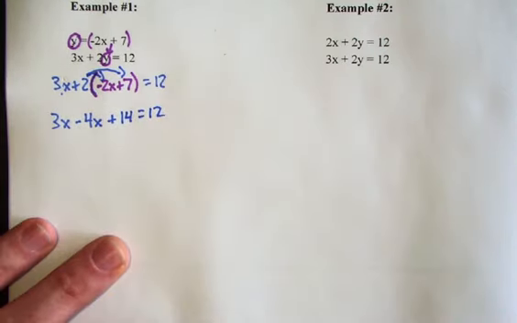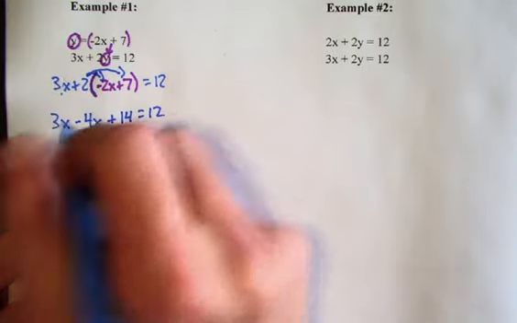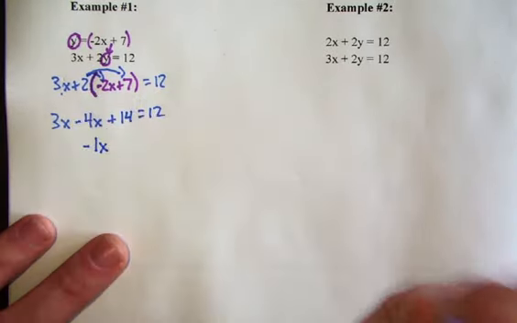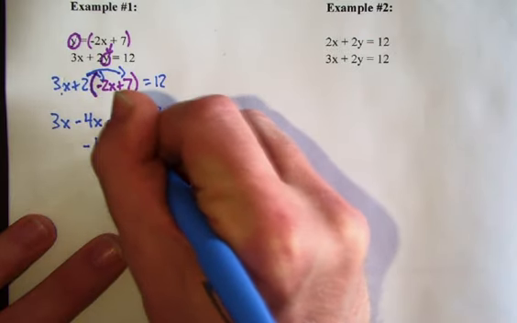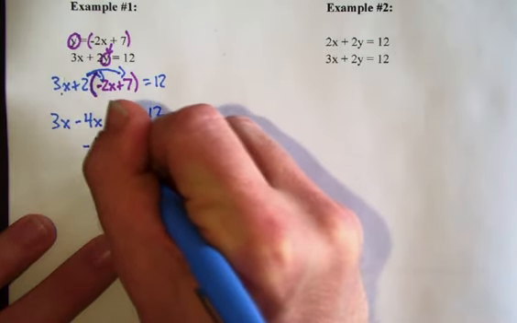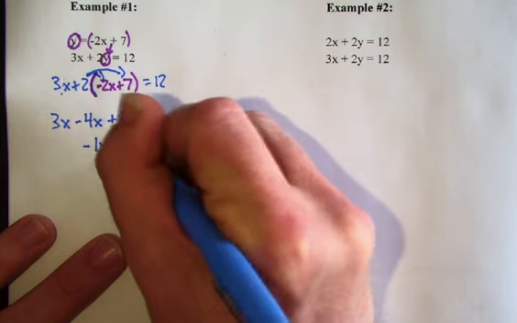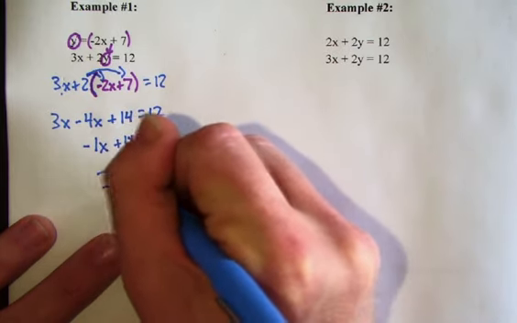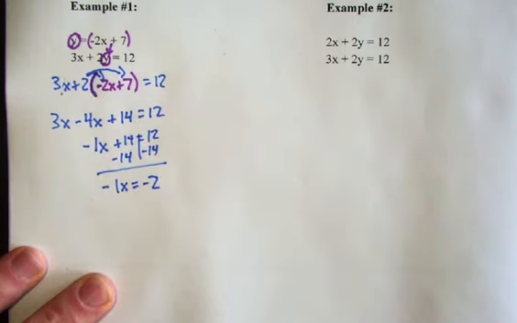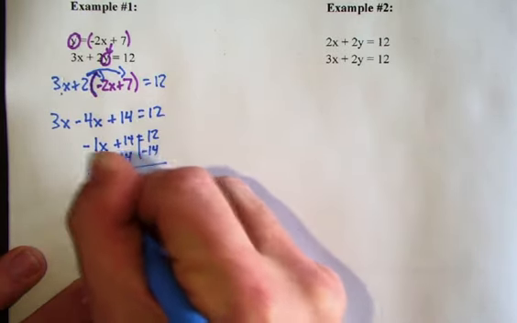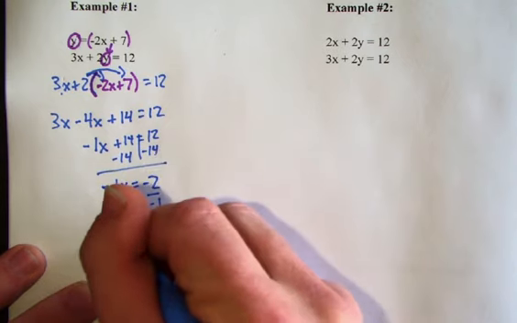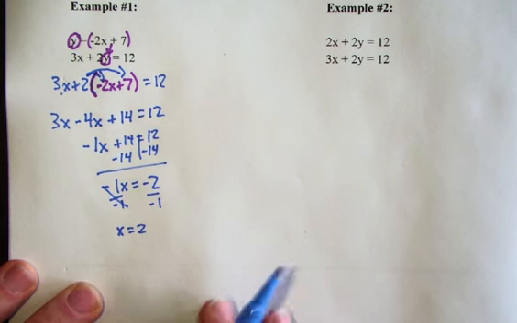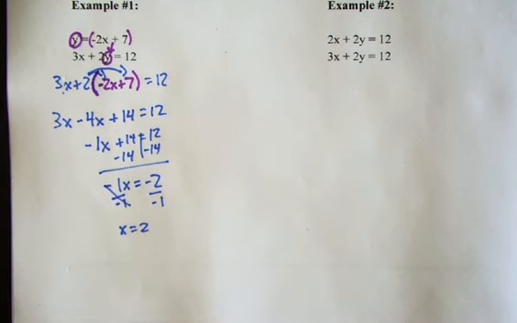Does everybody see that? So we're going to get 3x minus 4x, which is negative 1x. I'll keep the 1 there, but it's really just negative x. Plus 14 equals 12. We've got to subtract 14 from both sides, right? Negative 1x equals negative 2. Everybody agree with that? Divide by negative 1. This cancels. Divide by negative 1. We get x equals 2. Okay? So we know that x equals 2.